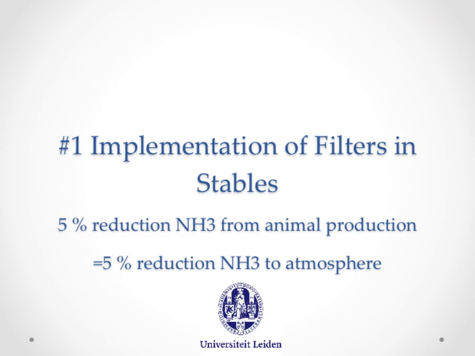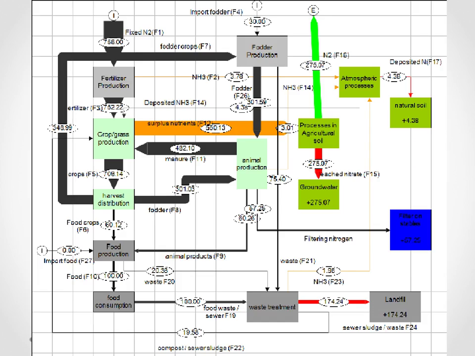The first solution is the installation of a filter on stables in animal production. The region Nitrogen has high rates of atmospheric deposition into natural soil. This happens because 10% of animal production deposits directly in atmospheric processes. This leads to a high amount of nitrogen deposition in natural soil.